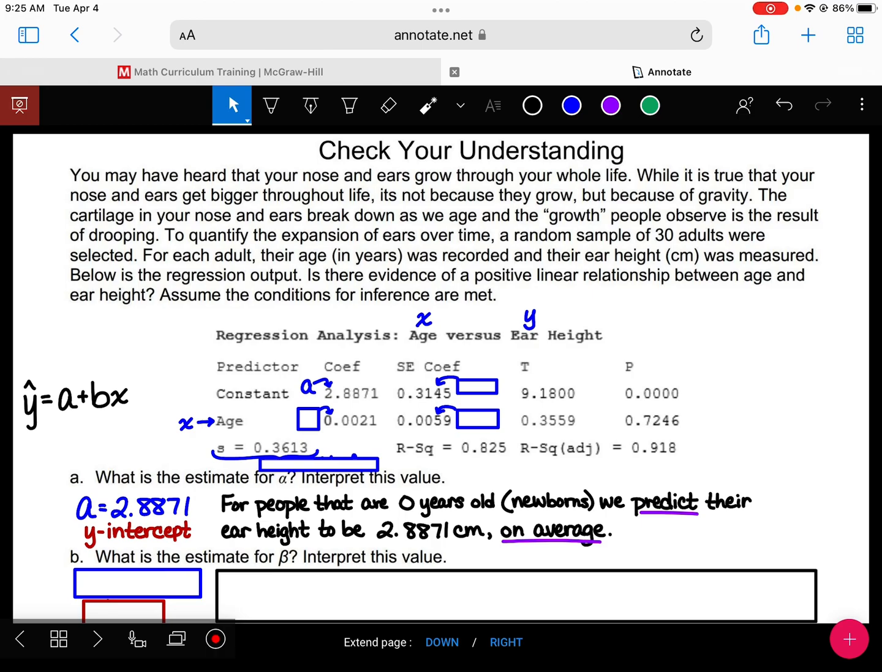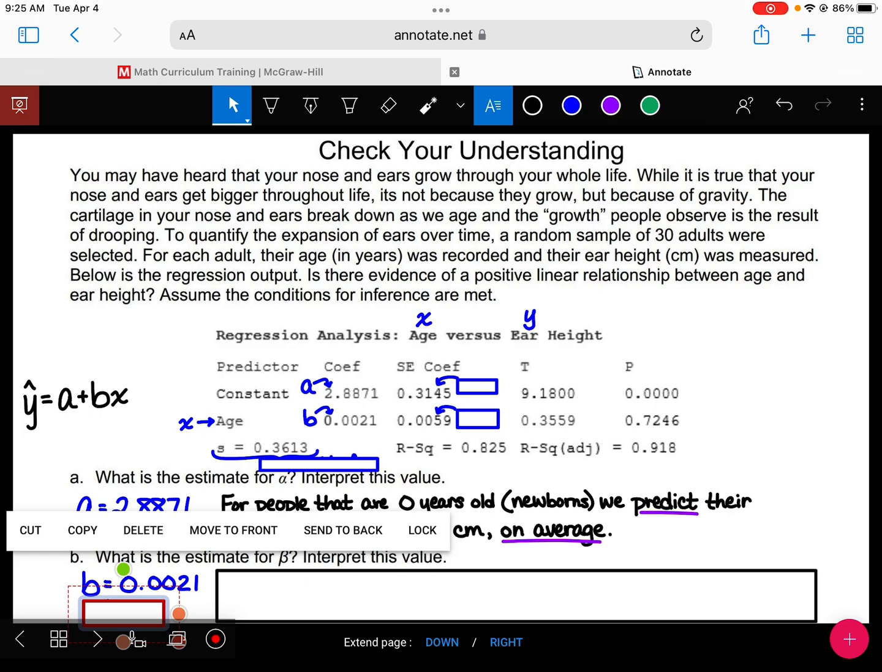Where is that shown in the table? Right under A. They have age here. That's going to go with my x variable. And the coefficient that goes with that, the number out in front of my independent variable. So here is my value for B, 0.0021. So B, 0.0021 is my estimate for beta.